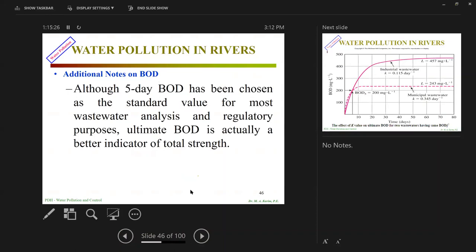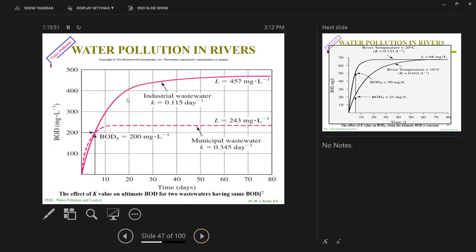Although 5-day BOD has been chosen as the standard value for most wastewater analysis and regulatory purposes, ultimate BOD is actually a better indicator of the total strength. As I mentioned before, the 5-day is an industry standard, but it doesn't mean we always stick to that. This gives us a good understanding, but finally, we have to know the ultimate BOD, the final BOD. So that's very important. Here is one of the examples I'm showing.